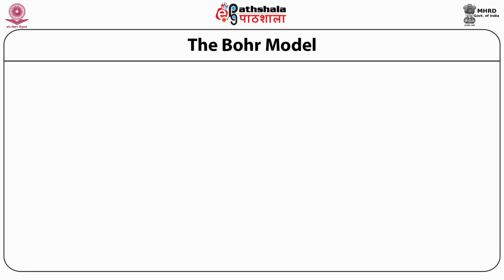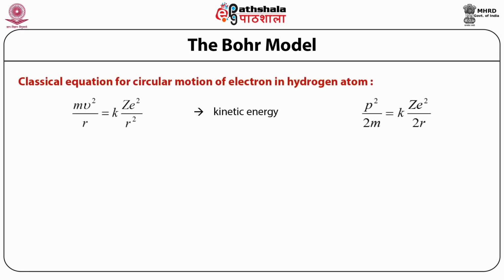What is the Bohr model? In the Bohr model, there are basically two equations. The first equation, as you can see, is really the classical equation for circular motion of the electron in a hydrogen atom. So we write m v squared by r, which is the centripetal force, and that should be equated to the electrostatic force, that is k Z e squared by r squared, where k is the Coulomb constant, because we are measuring everything in mks units. If you compare this equation to the motion of Earth around the Sun, there m v squared by r is equal to the gravitational attractive force.